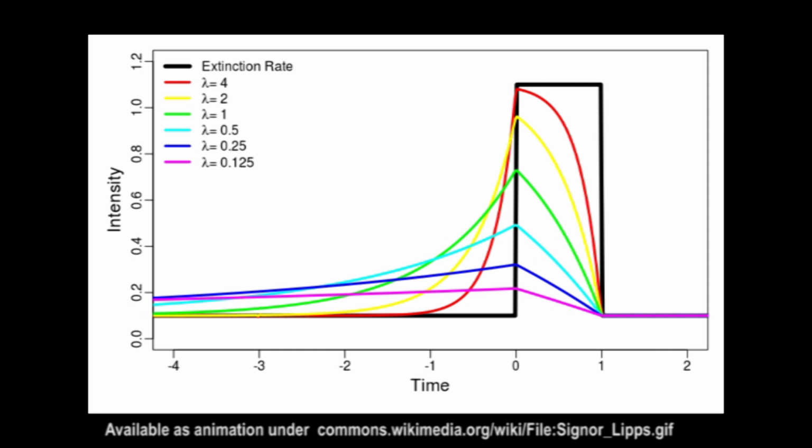So lambda equals 4 corresponds to 4 fossils found per time unit in the field. And you can see how the actual extinction rate is approximated the more fossils we find in the field. But if we find very few fossils in the field, nothing remains of that sudden spike in the extinction rate.